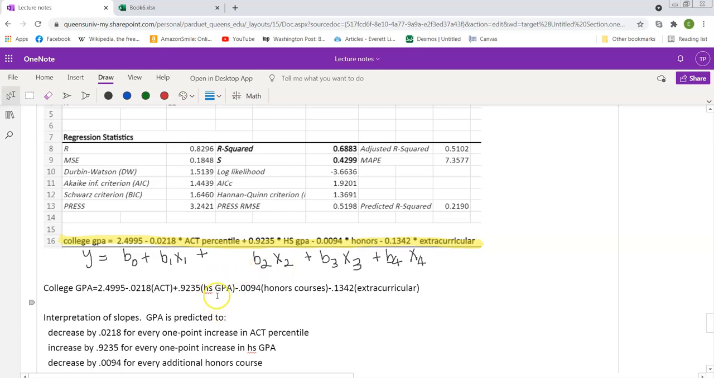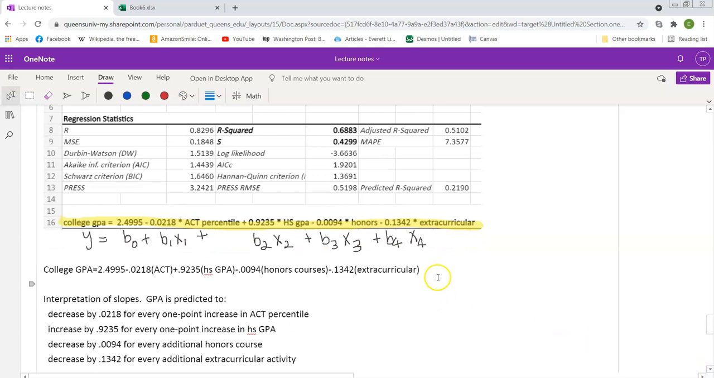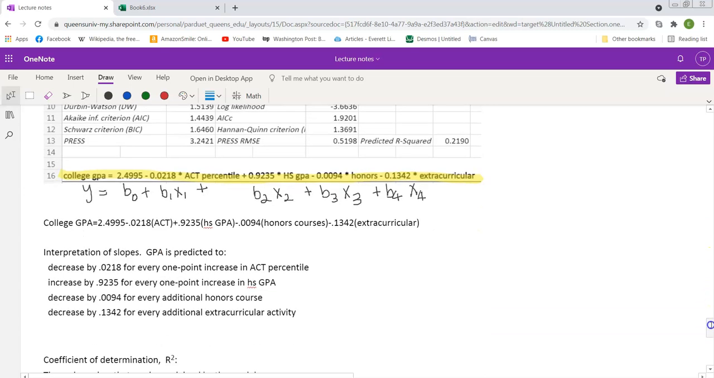Our next variable is honors. So every time somebody takes an additional honors course, we would expect that the college GPA decreases by 0.0094. Again, that's counterintuitive, but sometimes that's the way the data turns out. And then we would expect that for each extracurricular activity somebody takes on, their college GPA would decrease by 0.1342. Okay?